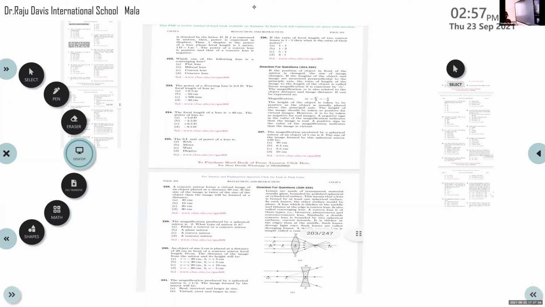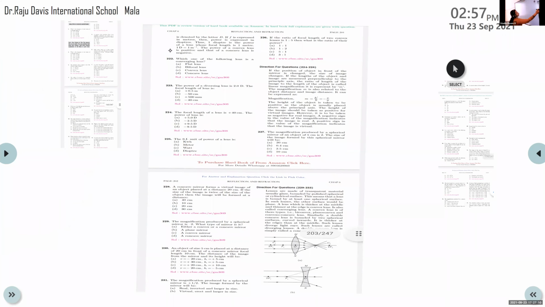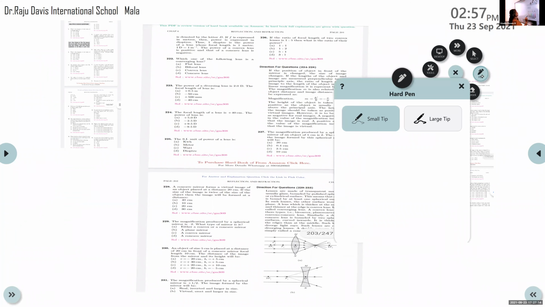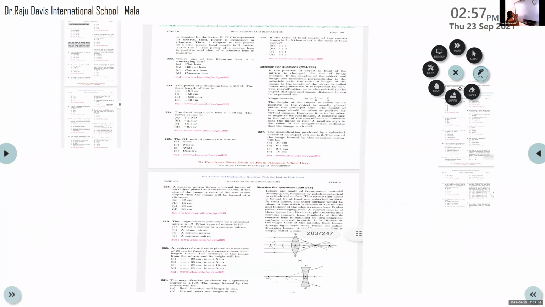Here you have some questions. Is it clear? Yes, ma'am. So question number 222. I know that this is not the portion that comes in the revision session of today. Anyway, you just cooperate. You just think and answer. Which of the following lens is a converging lens? I know this is a portion from refraction of light. You just think and answer. Try to recapitulate something that you have already studied.